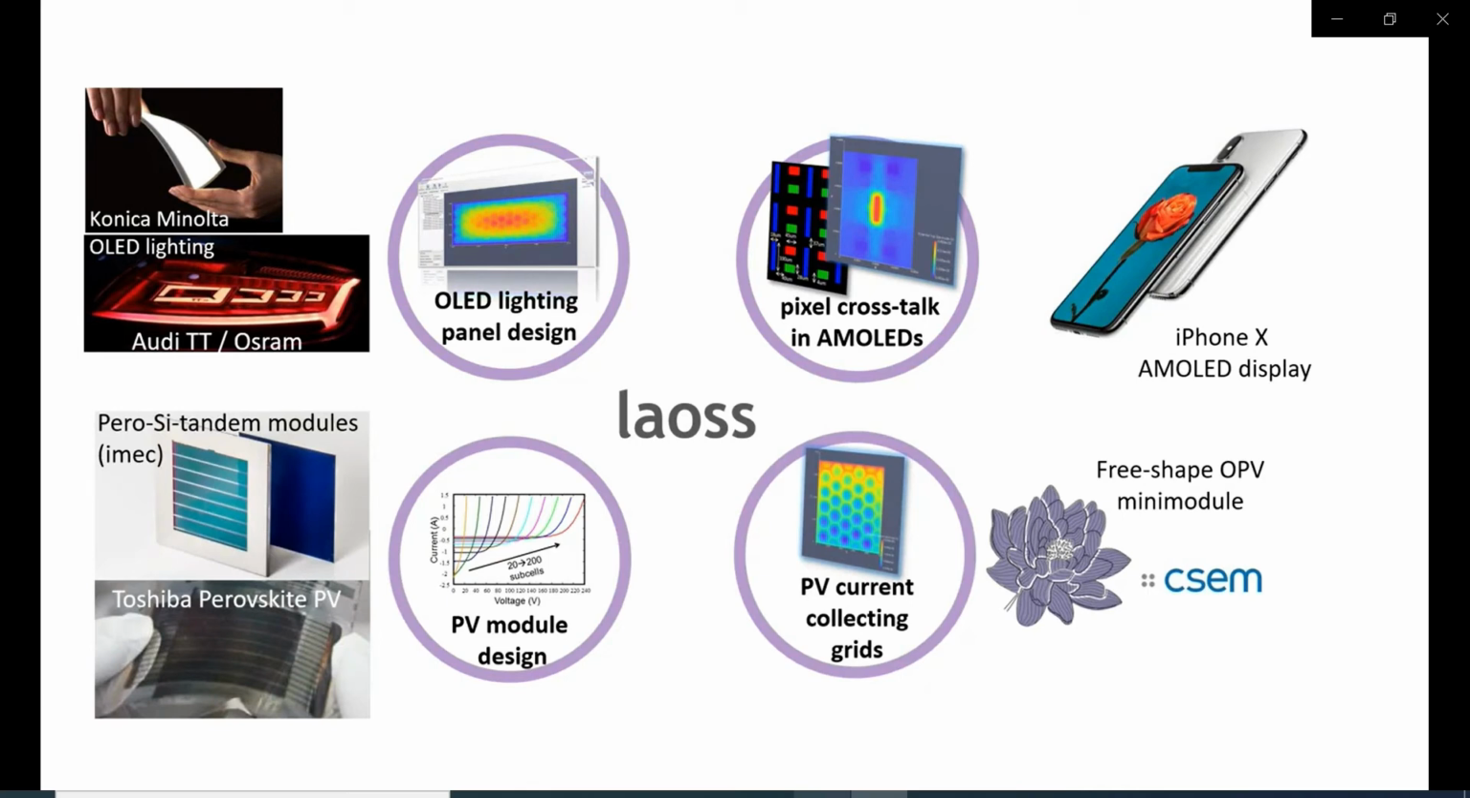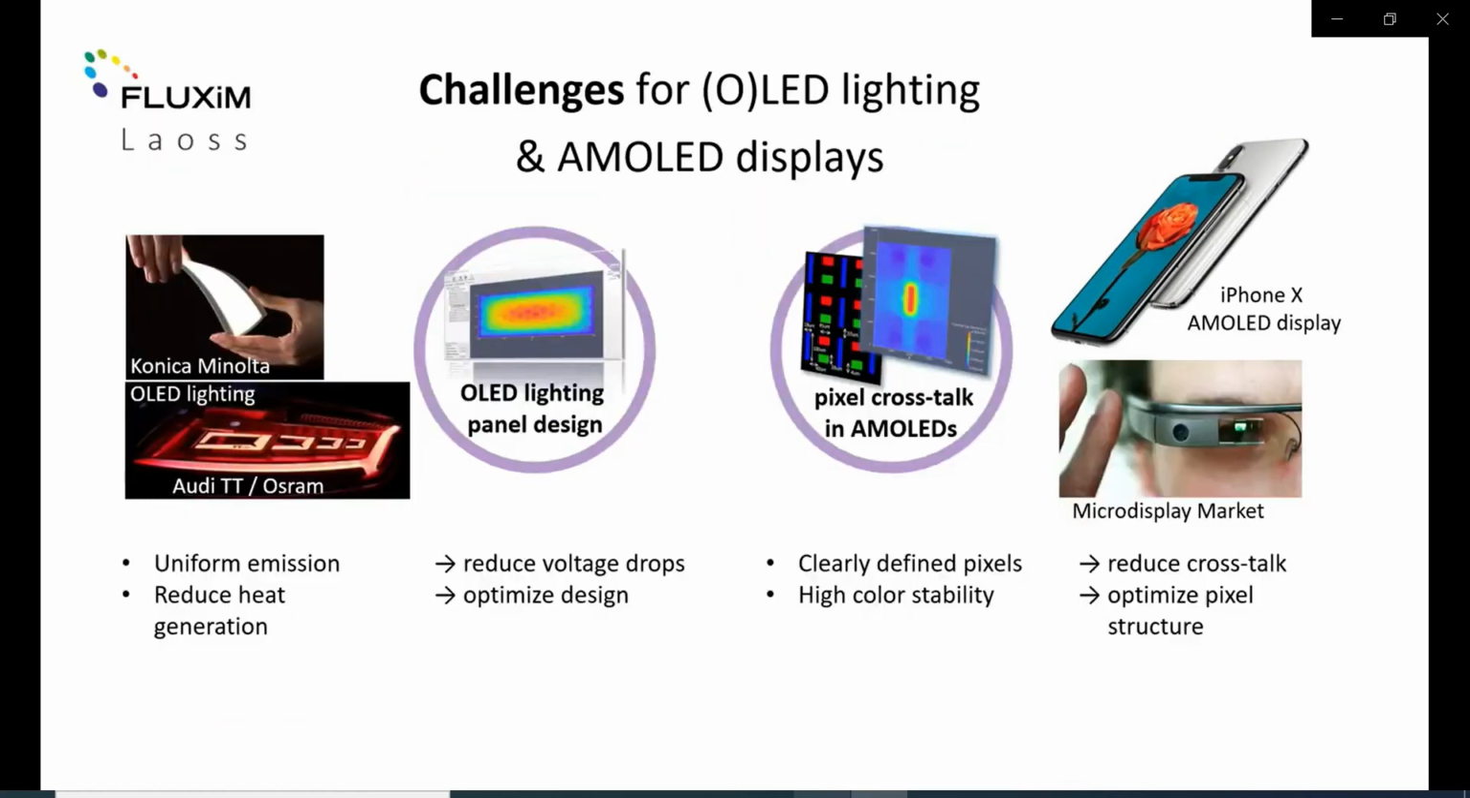The software allows you to understand the effects that occur on a display, such as pixel crosstalk, and optimize the device design in order to achieve the best efficiency by modifying the electrode layout parameters. Here we focus on the lighting and display applications of LAOS. An OLED lighting panel should yield a homogeneous emission and keep the heat generation low in order to achieve a long lifetime. Both can be achieved by optimizing the device design, for example, suitable material and metal grid design.